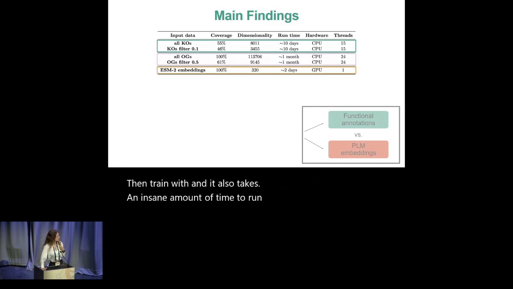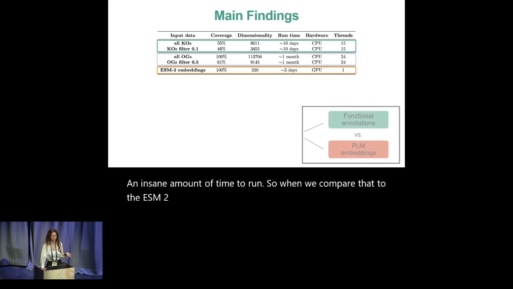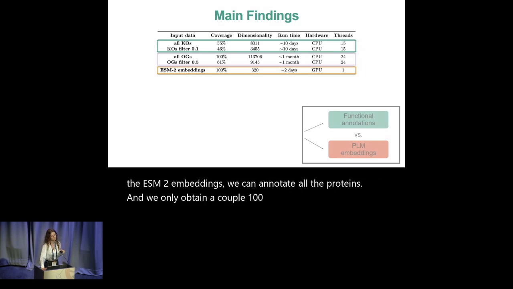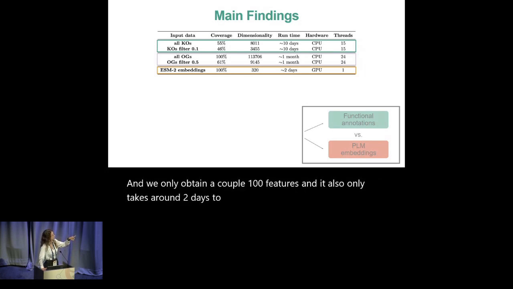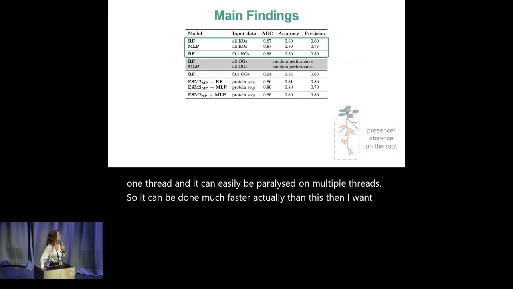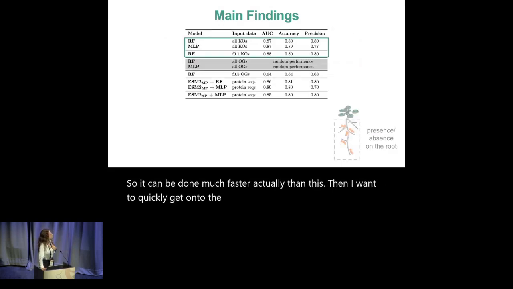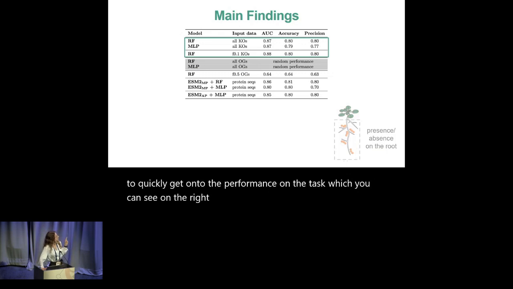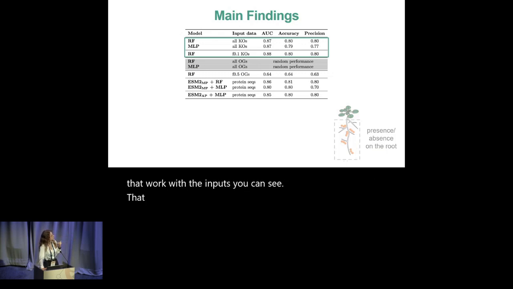So when we compare that to the ESM2 embeddings, we can annotate all the proteins, and we only obtain a couple hundred features, and it also only takes around 2 days to run, and this was also just done on one thread, and it can easily be parallelized on multiple threads, so it can be done much faster, actually, than this. Then I want to quickly get onto the performance on the task, which you can see on the right there. So when you look at the models that work with the KEGG inputs, you can see that across all the metrics, they obtain quite high performance, around 0.8 or higher.